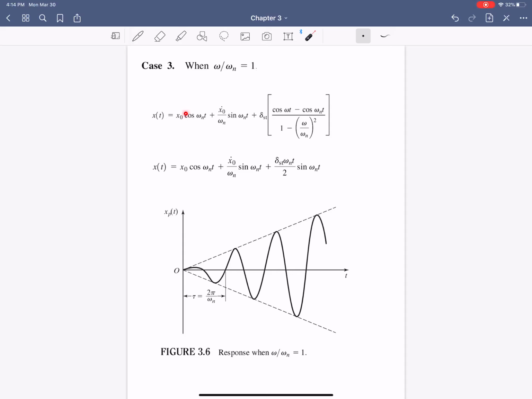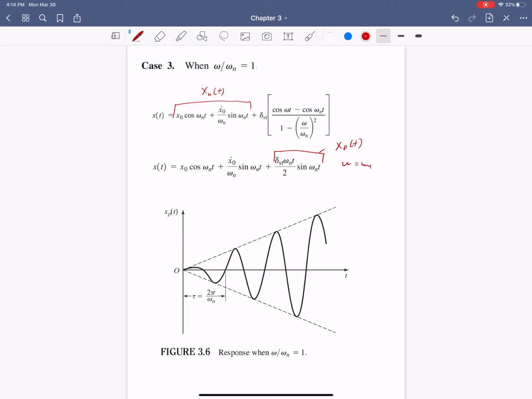In this case, our x of t, okay, here's your initial conditions. This is your homogeneous solution, which doesn't care about driving, right? Now here's your particular solution right here. And you'll notice that this term right here is still going to 0 and it's going to blow up, okay? And if you take the limit of this, you're going to end up with this term right here, okay? So here is your particular solution for when omega equals omega n.